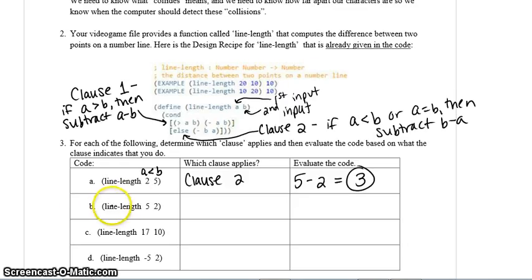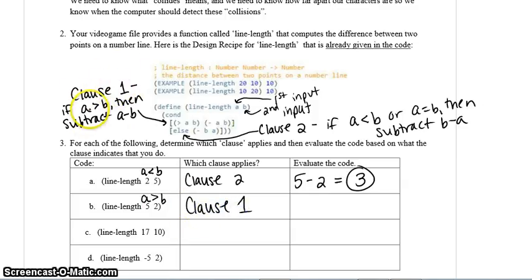In letter B, we have to evaluate line length 5, 2. So this time we have the same 2 inputs, but they're in the opposite order. So this time the first input is greater than the second input. A is greater than B. So clause 1 applies.